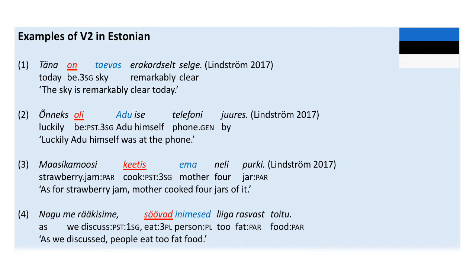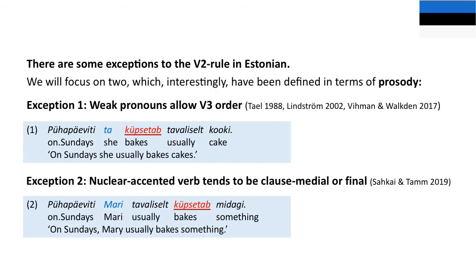Here are a few more examples of V2 in Estonian, but I will go straight to the exceptions to the V2 order in Estonian declarative main clauses. We will concentrate on 2 of these exceptions, both of which have been described in terms of prosody. The first exception is that prosodically weak pronouns allow verb third order, especially in spoken language. This is illustrated in example 1. Pühapäeviti ta küpsetab tavaliselt kooki. Literally, on Sundays she bakes usually cakes, meaning on Sundays she usually bakes cakes.